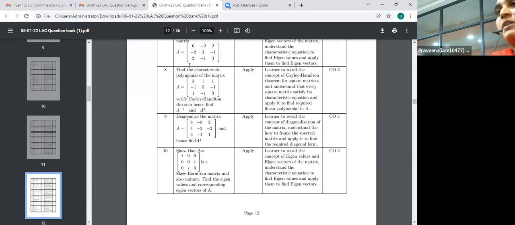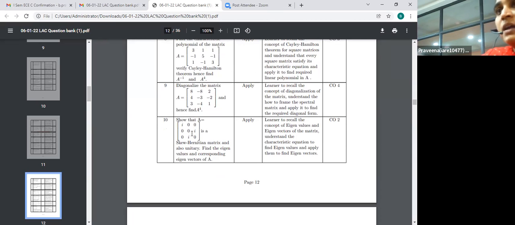After that verify that and hence find A inverse and A power 4. Okay, that is the eighth question. And the ninth question is the same as diagonalization. That is, diagonalize the matrix and from that find A power 4.